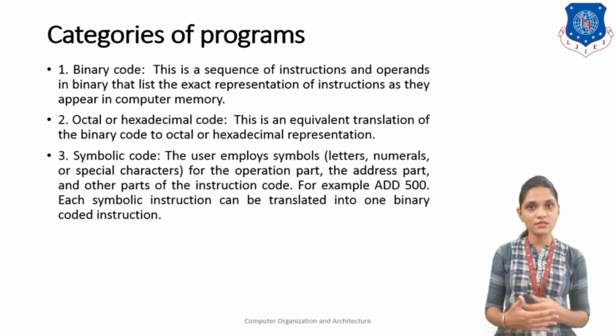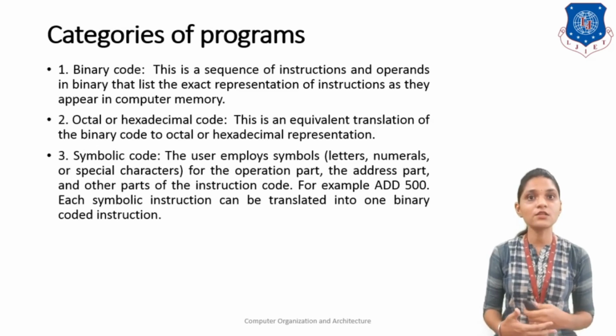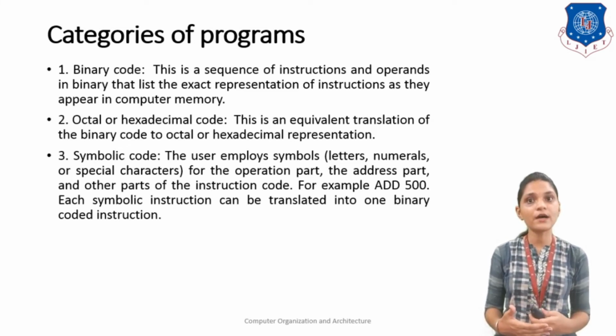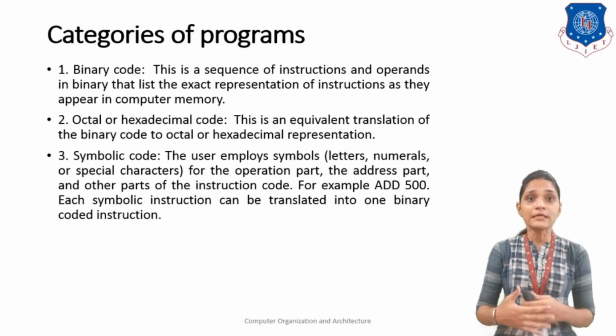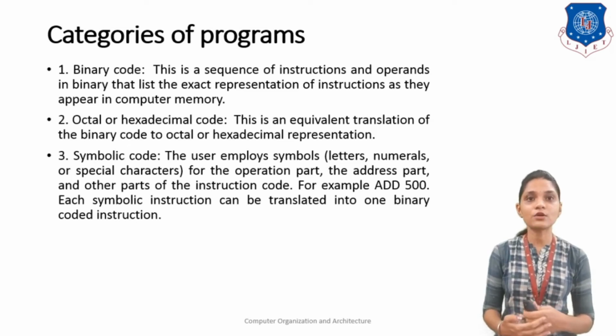The third category is symbolic code. In this category, the user employs symbols like letters, numerals or special characters for the operation part, the address part and other parts of the instruction code. For example, if your instruction is ADD 500, here we have used the symbol ADD that represents the task of addition. Each symbolic instruction can be translated into one binary code of this instruction.